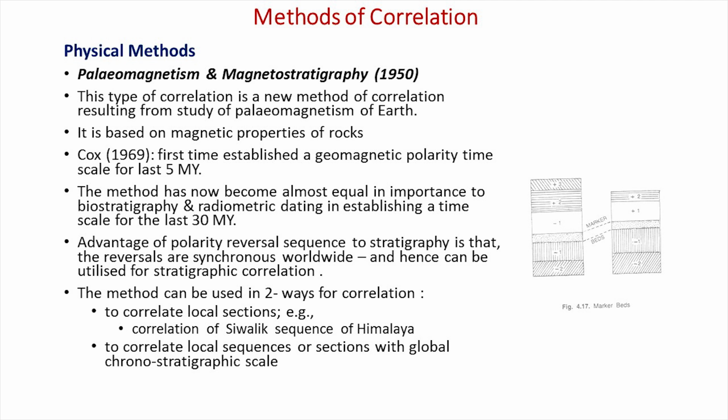The advantage of the polarity reversal sequence to stratigraphy is that the reversal is synchronous worldwide. This fact has been utilized for stratigraphic correlation. This method can be used in two ways for correlation purposes. They can be used to correlate local sections, for example, correlation of the Siwalik sequence of the Himalaya. They can also be used to correlate local sequences or sections with the global chronostratigraphic scale.